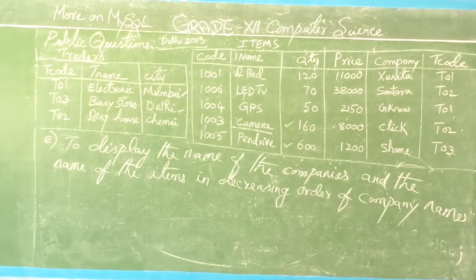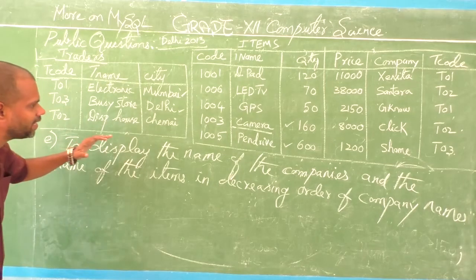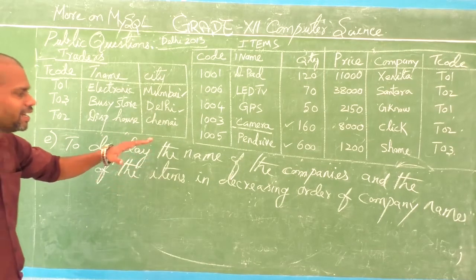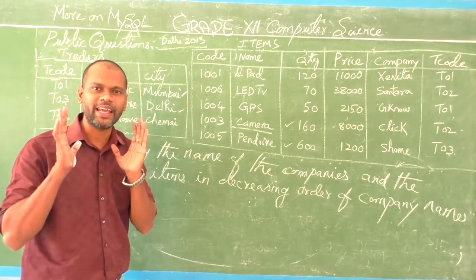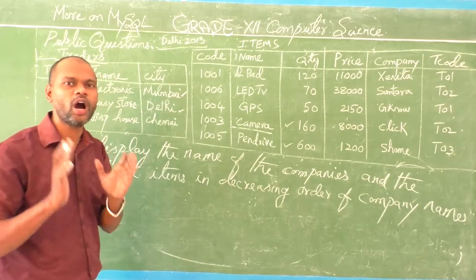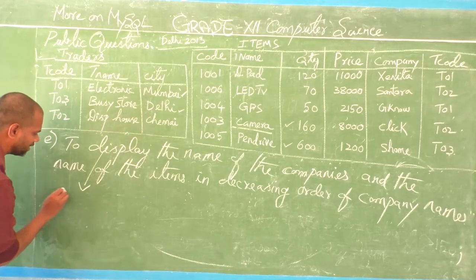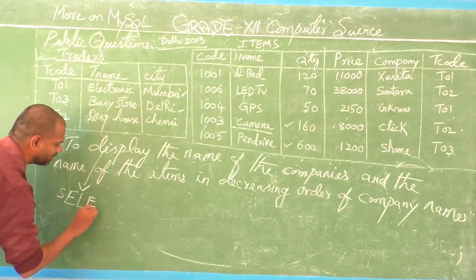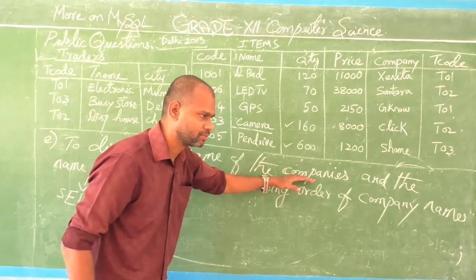Okay, students. Now we are going to see the next question. To display the names of the companies and the name of the items in descending order of the company names. For this, you have to write the SQL query. I will tell you how to write the shortcut. Whenever you see display, you can write what? Select, super. S-E-L-E-C-T, super.